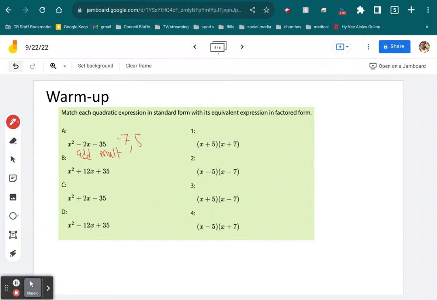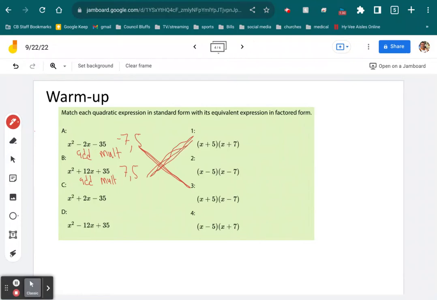So which one is closest to that? It looks like A is going to match up with 3. X minus 7 and x plus 5. So A does indeed match up with 3. Let's look at B. B should be a lot simpler because we have all positives. So we're just looking for two numbers that add up to 12 and multiply to 35. In this case, that's just going to be +7 and +5. So x plus 7, x plus 5. B is going to match up with 1 here.